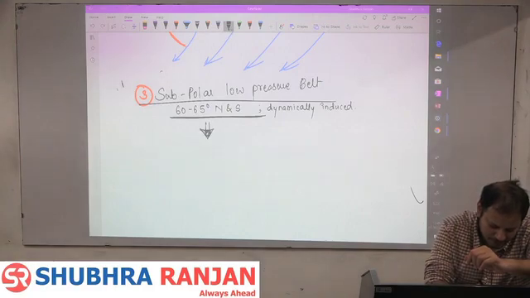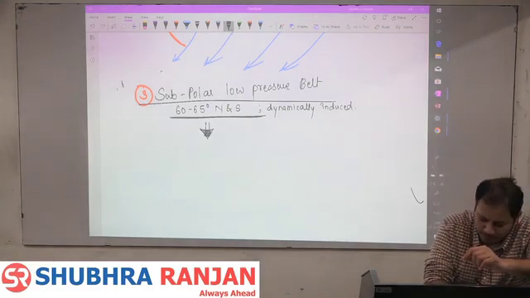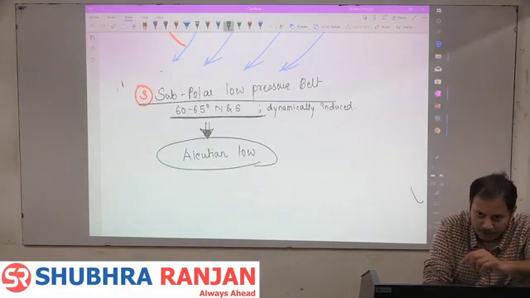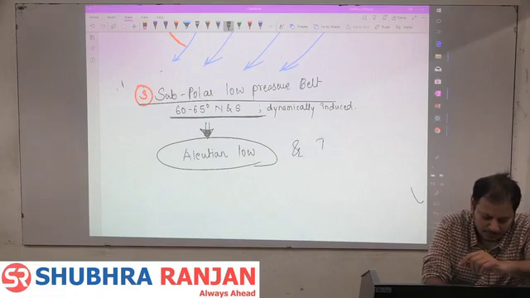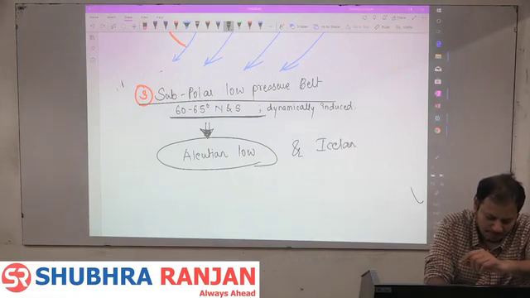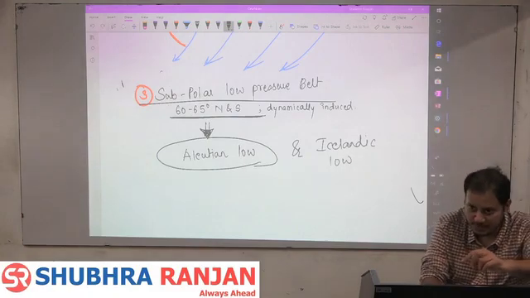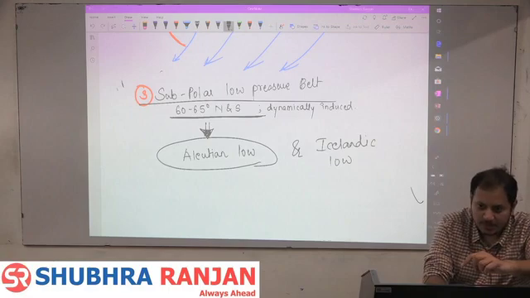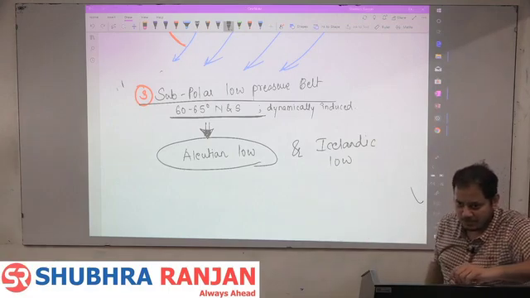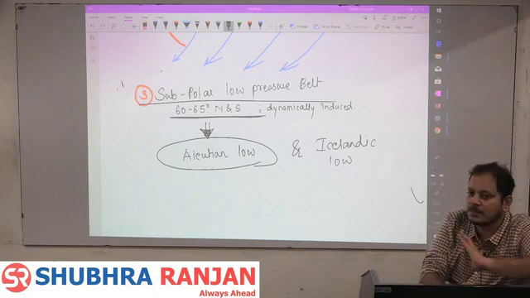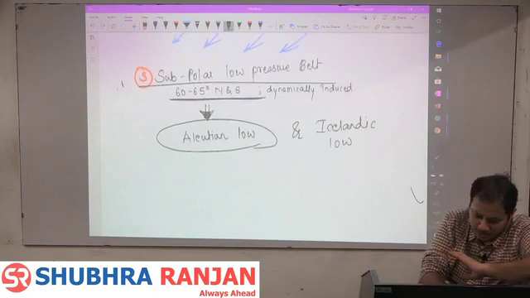A permanent low pressure belt in the northern hemisphere is found only at Aleutian low and Icelandic low. Finished. Now, what does it mean?